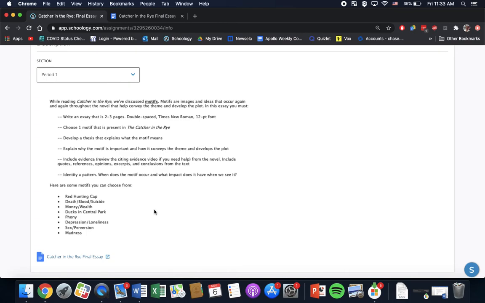And remember, all of these are images and ideas and words that occur over and over again throughout Catcher in the Rye, and all of them have a deeper meaning in the text, meaning that they help convey the theme and they help develop the plot. Your job now is to explain how they do that.